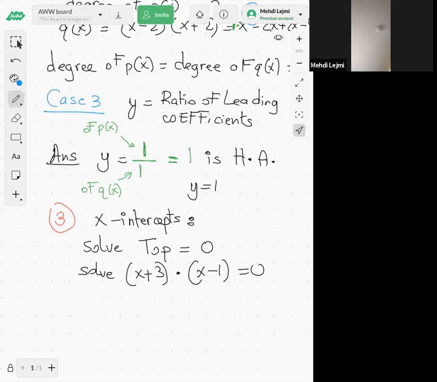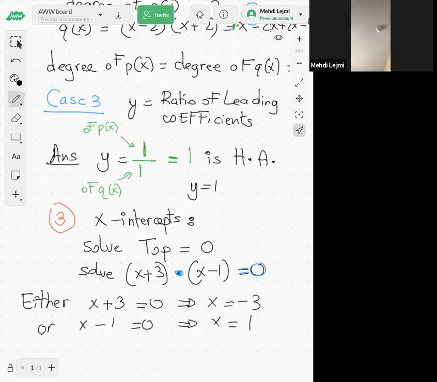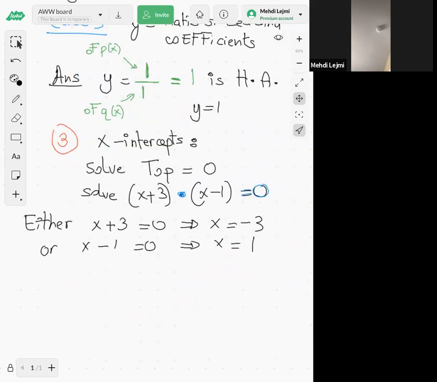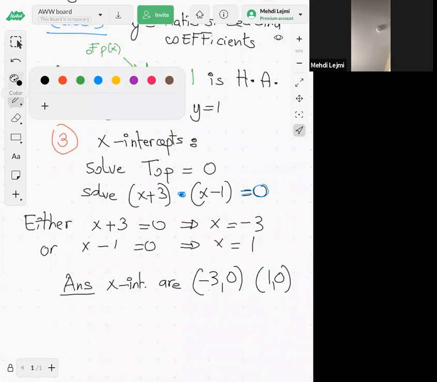Again, this is a product equal to 0. So either the first factor is 0, so x plus 3 is 0, or x minus 1 is 0. So we get -3 and +1, right? So the x-intercepts are -3 and +1. Okay, so we got 2 x-intercepts. Last thing to do is to find the y-intercept.